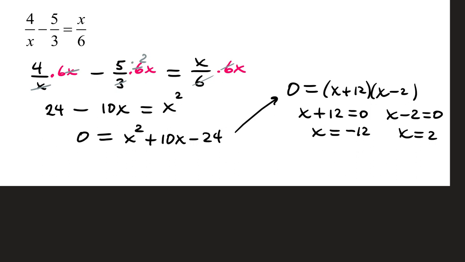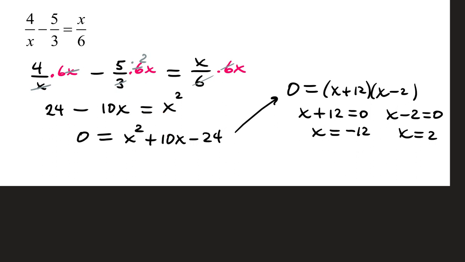The second term, 3 goes into 6x, 2x times, 5 times 2x is 10x. And then finally on the far right side, our 6's cancel, leaving x times x, which is x squared. I'm going to bring -10x over with addition, and I'm going to bring 24 over with subtraction. Always go opposites when you cross the equals.